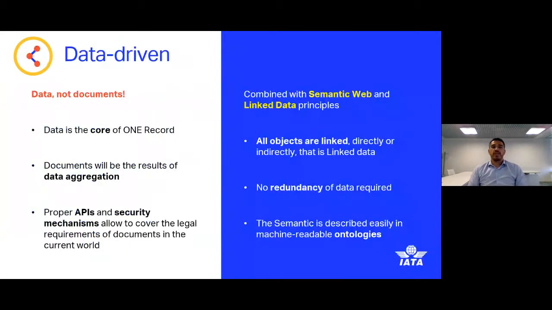The last one that we have is that, of course, the data model is data-driven. This means that we want to move from a document-based world to a data-based world. That means that data is at the core of One Record, and that it is designed around data and not around documents. The documents that exist today, for example the waybills, will be the results, basically, of data aggregation from different objects. And that is really important in the way we have designed the data model.